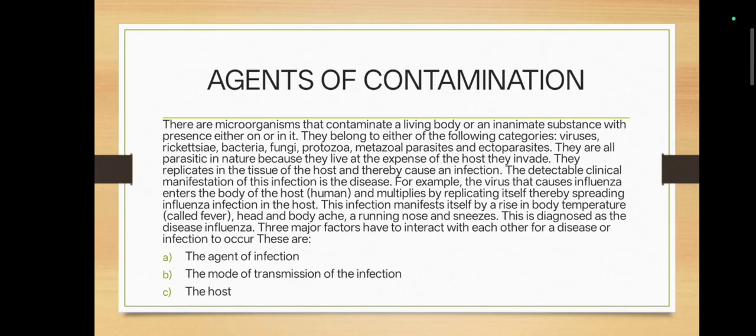For example, the influenza virus enters the human body, multiplies, and manifests as fever, headache, running nose, and sneezing. This illustrates the chain of infection, which requires three elements. First, the agent of infection. Second, the mode of transmission. Third, the host.